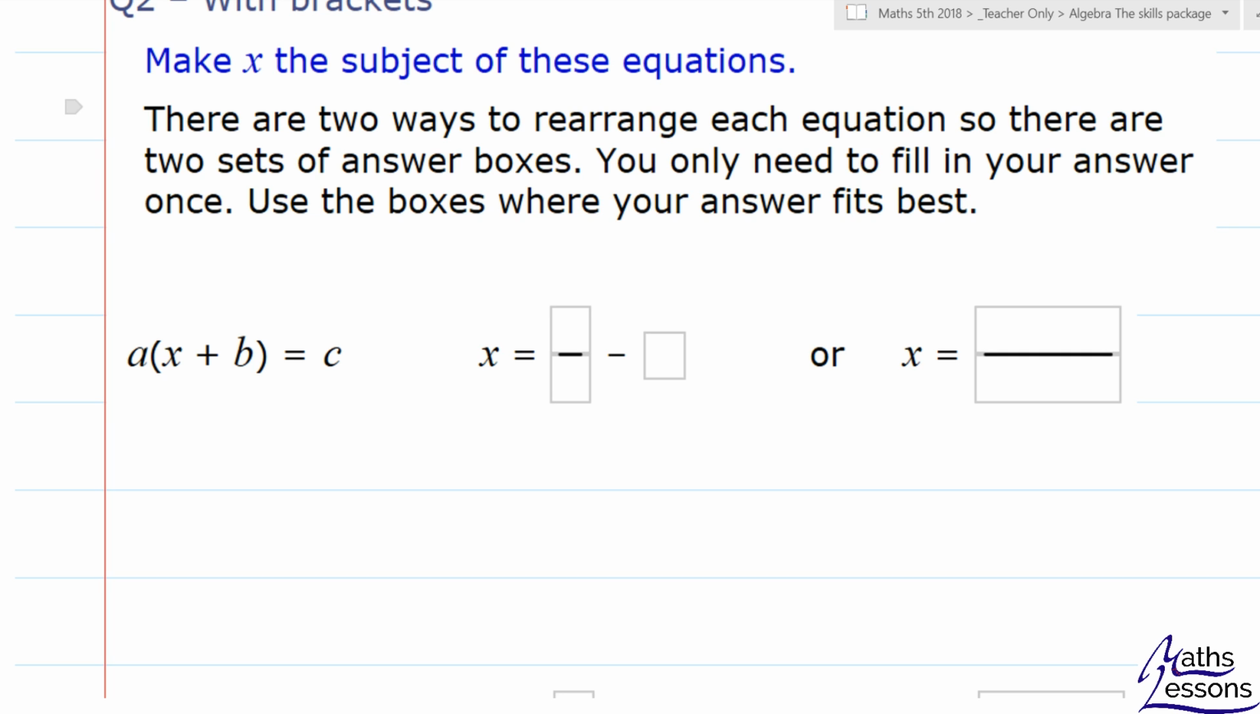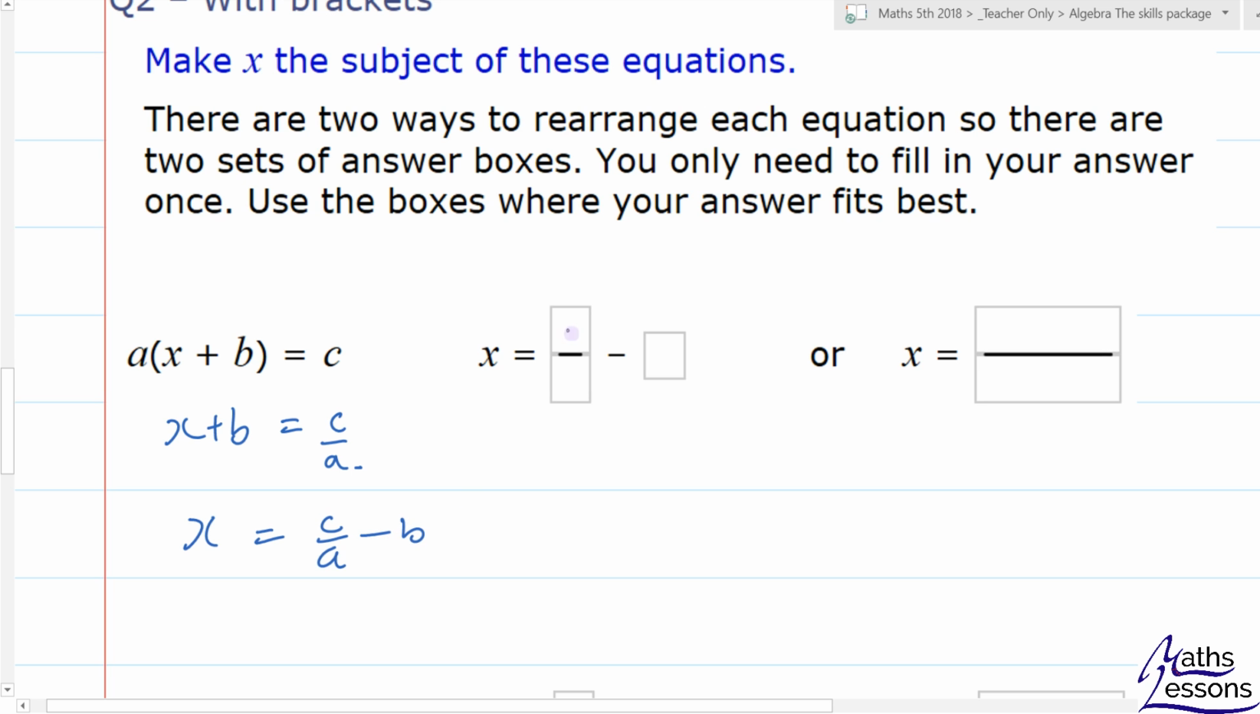Right, so I didn't put the timer on there. Let's hope that was in time for you to do both ways. So we want to get x on its own. Now, this one, remember I said about working outside in? A times everything. The easiest thing here, I think, is just to divide by A. So you get C over A. And then subtract B. So C over A minus B. That gives you that way of writing.